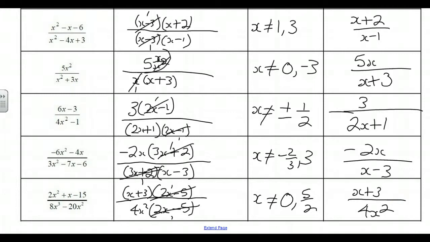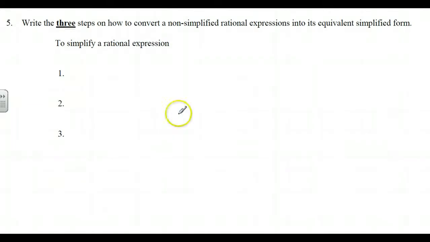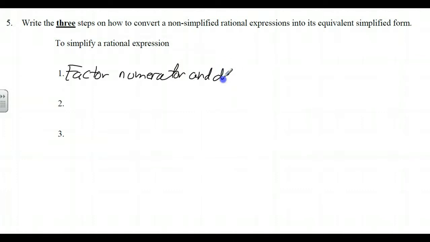Except it's not, because we still go on, right? But I'm just going to talk fast and try to get through this, because this is a fairly long worksheet. So write the 3 steps on how to convert. So factor. And when I say factor, it means fully factor. Factor numerator and denominator. Step 2, state the restrictions.